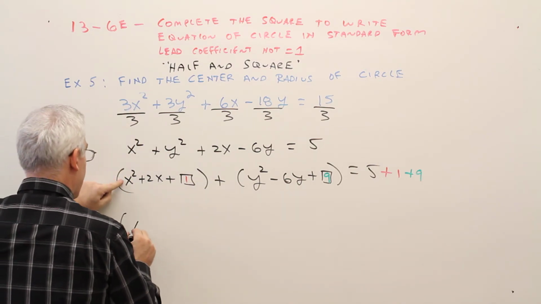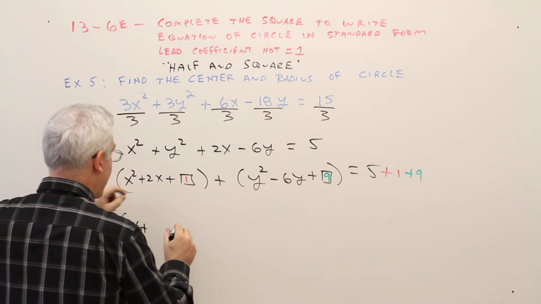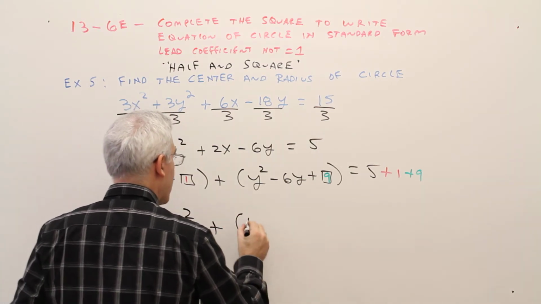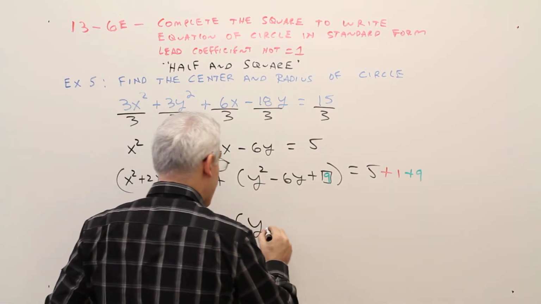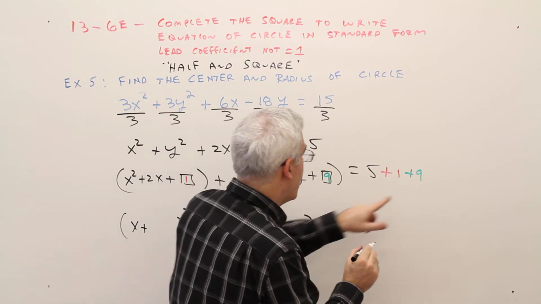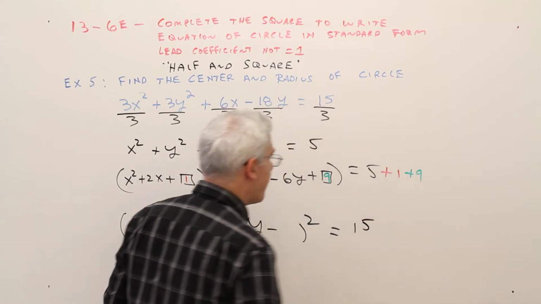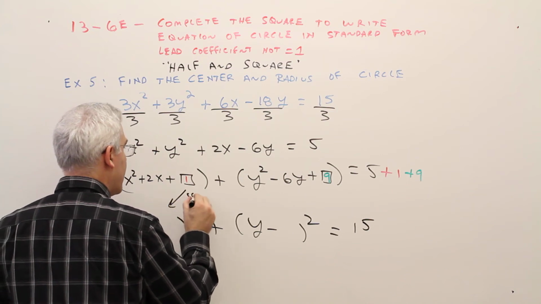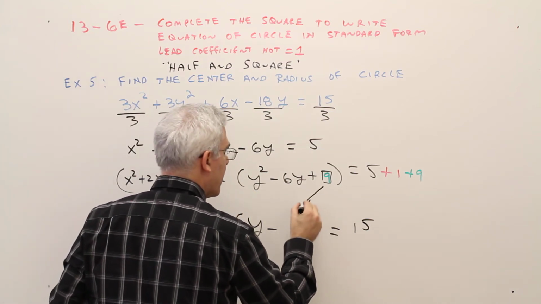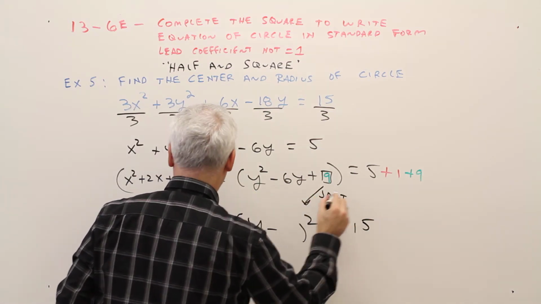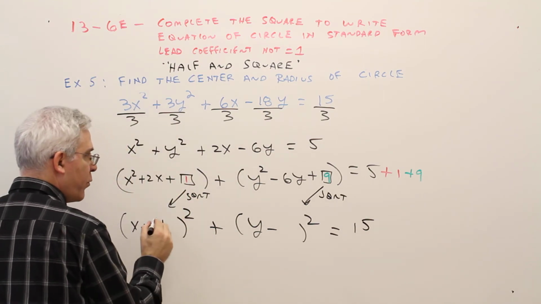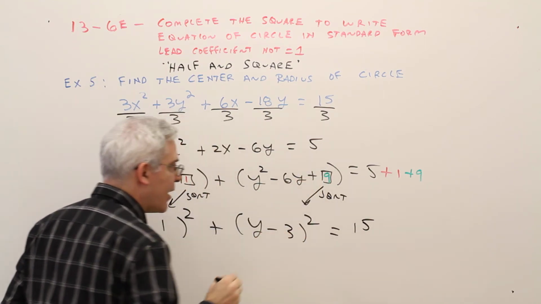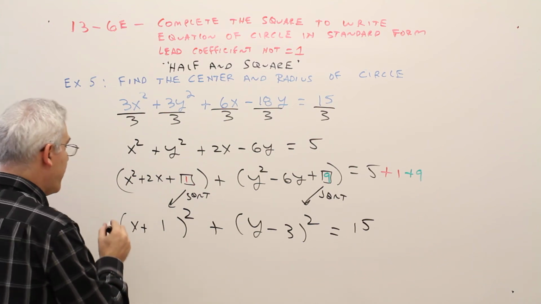So once again, x plus something squared, y, that's a minus something squared, equals 15. All right, and again, remember I said, you just take the square root. So the square root of 1 is 1. The square root of 9 is 3. So this would be called the standard form.